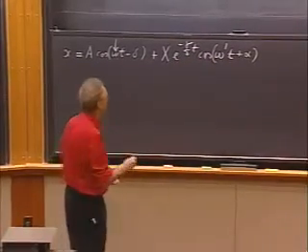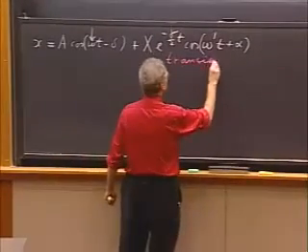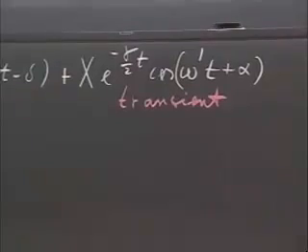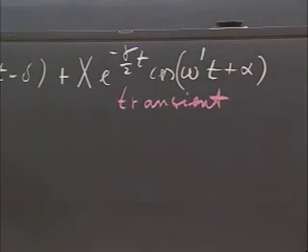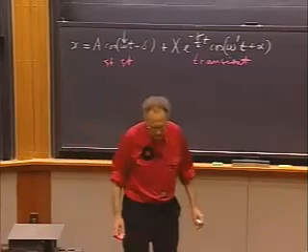That's why we had to wait. And so this is called the transient. And it will die out faster the higher gamma is. And this is called then the steady state solution, which ultimately survives.